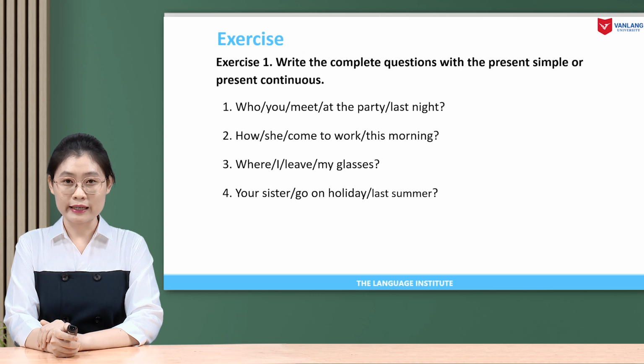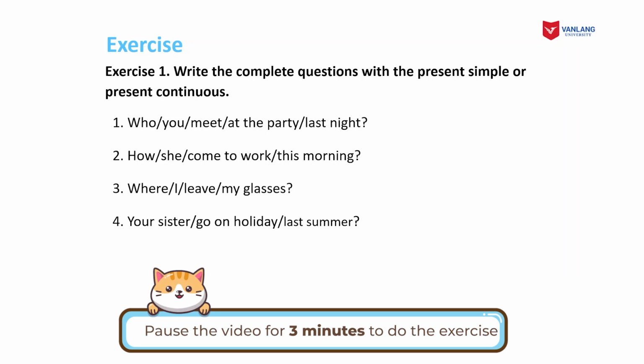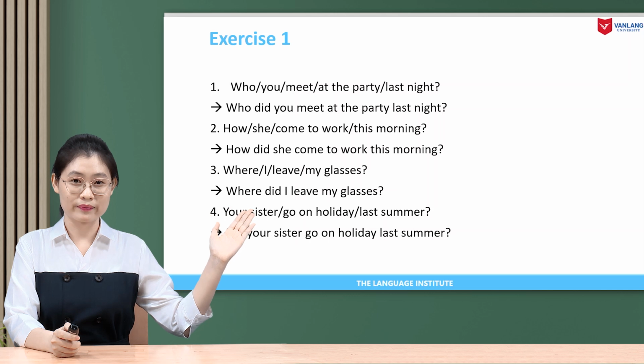So now, here is an exercise for you to practice the question structure. Please write the complete questions with the present simple or present continuous. Please read the question from number 1 to number 4. Please pause the video for 3 minutes to do this activity and then check your answer in the next slide. Alright, everyone, here is the answer key for the exercise so that you can check.